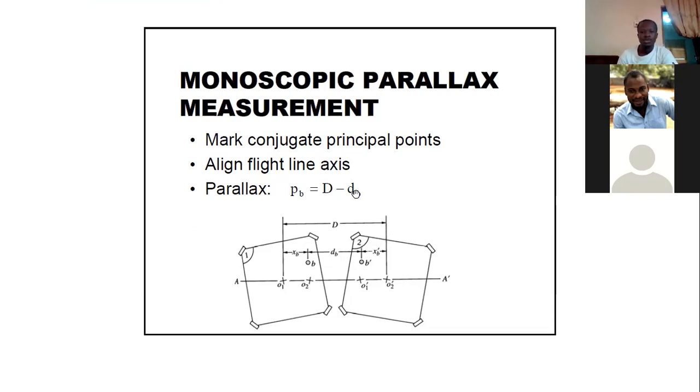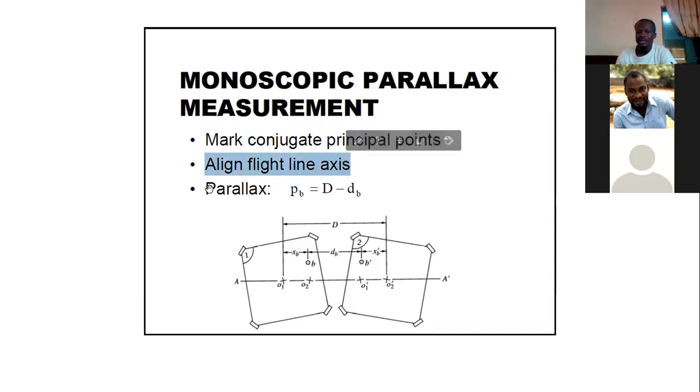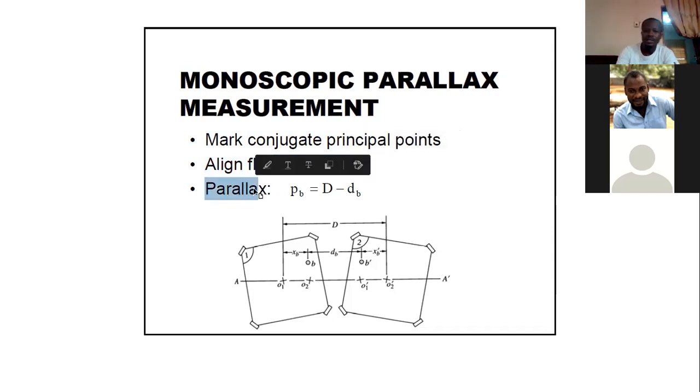Okay. So of course, the procedure is to mark the principal points, align the fly line axis. Are you okay? And then you can now calculate the parallax. Okay, so that is how monoscopic parallax is done.